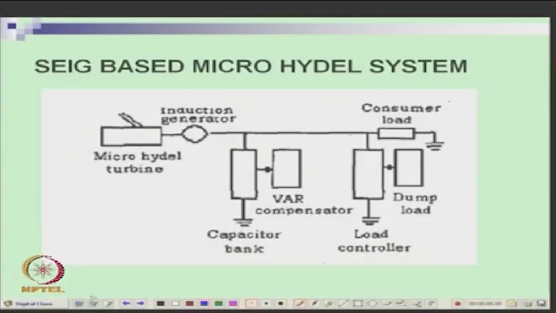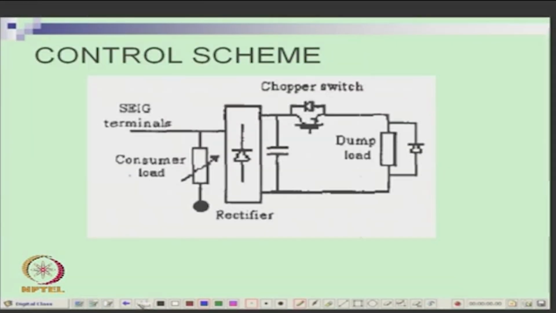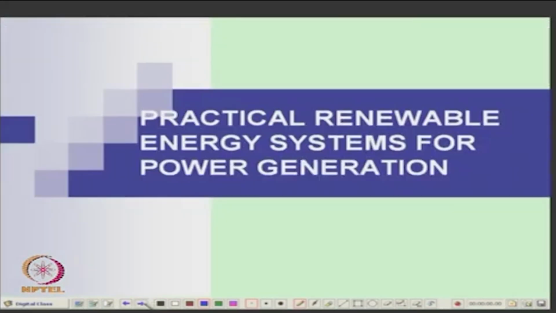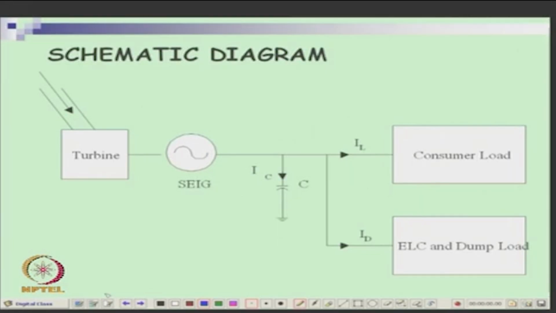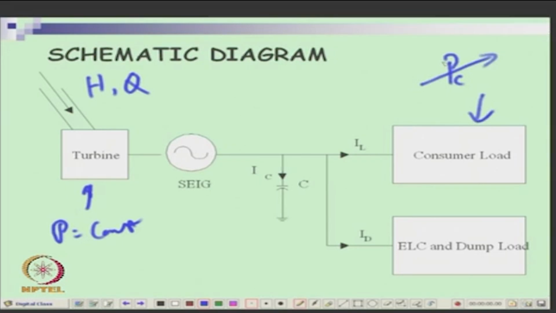Now, in a microhydel system, I will show you 3 practical schemes before we close. It is a hydro system, and here P is constant. As I said, head is constant, discharge is constant. Power is constant, and the consumer has a variable power. He can switch on and off whatever he likes. Therefore, we have to maintain here also the SCIG power constant.